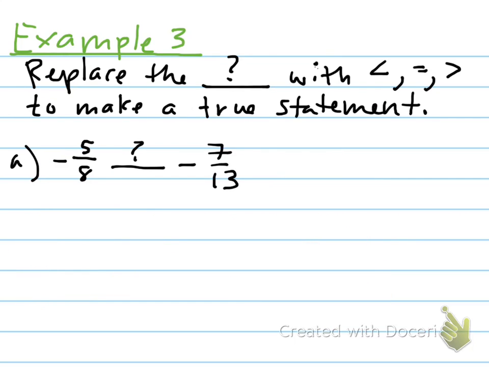So for example 3, we're going to use the property that we just looked at on the last slide. The directions say replace the question mark with either less than, equal to, or greater than to make a true statement. And then you have two different fractions. You have -5/8 and then you have -7/13. So we need to figure out which one is bigger.